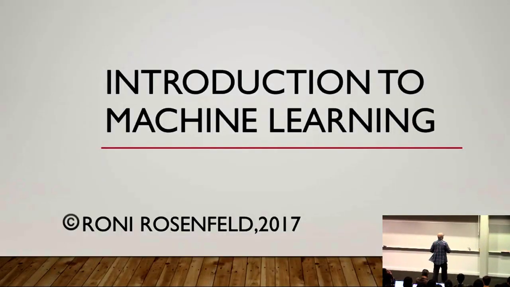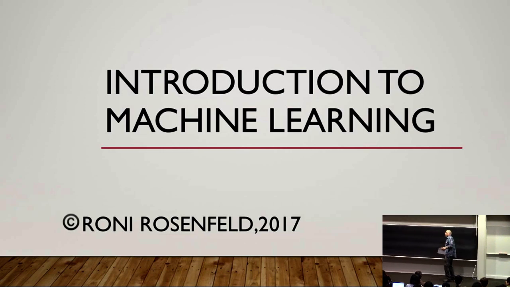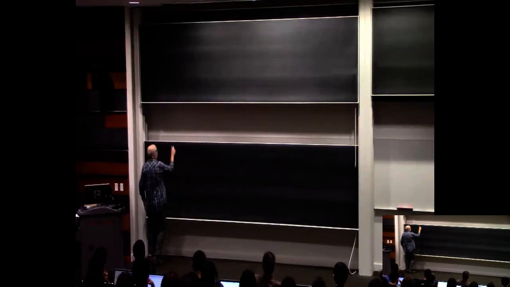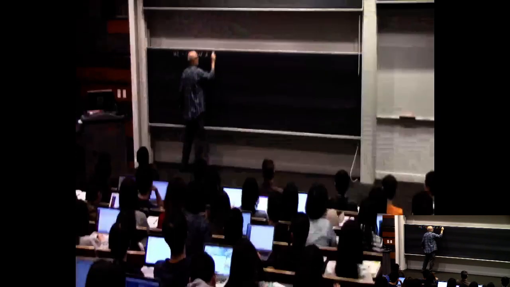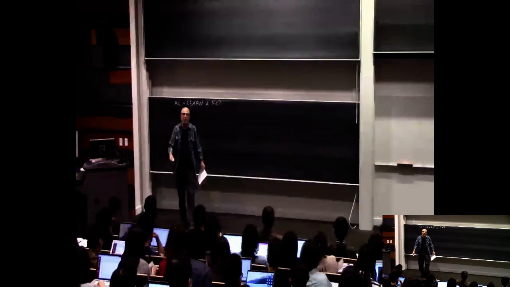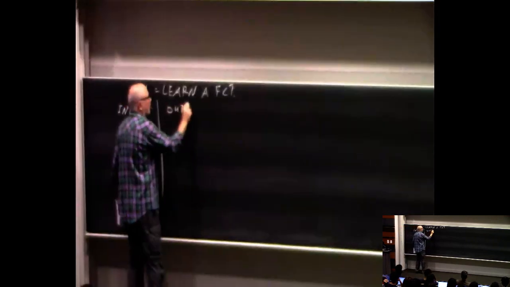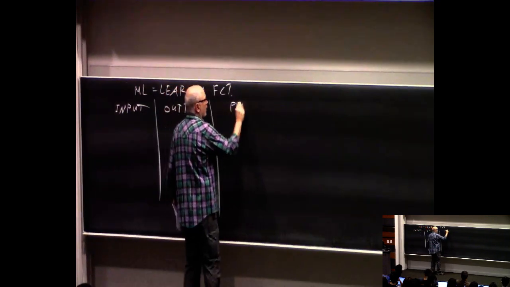I want to review briefly some main points we went over last time. We're thinking of machine learning as learning a function. And depending on what kind of function you learn, we give a different name. You have the input, the type of output, and then maybe we have a performance measure.